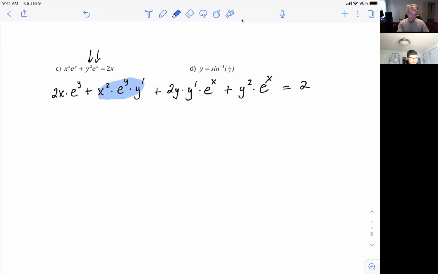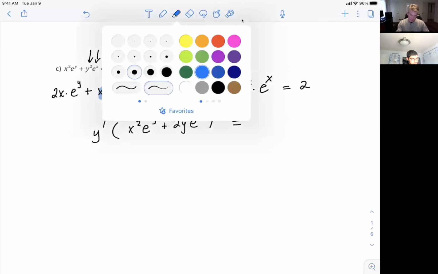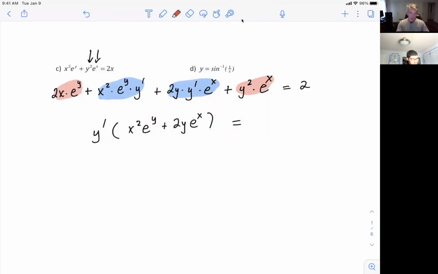The next thing is to solve for y prime. Look at all those terms that have y prime and leave them on the left side. Not only do you leave them on the left side, but you factor out the y prime from those 2 blue ones. So that'll leave x squared e to the y plus 2y e to the x. And then these red terms that don't have a y prime, you move them to the other side. So subtract them. So the right side will have 2 minus 2x e to the y, and also minus y squared e to the x.